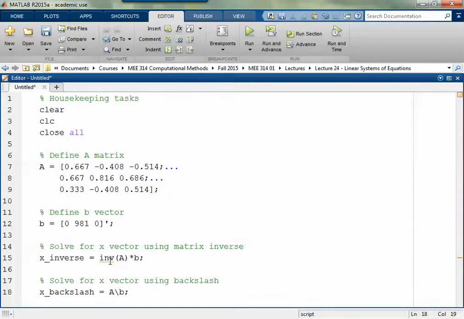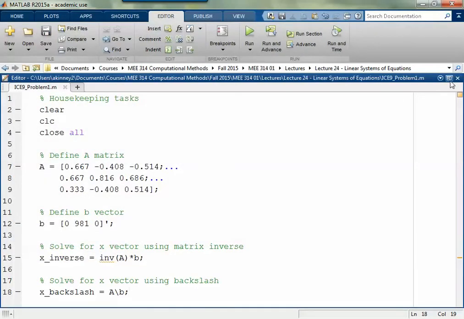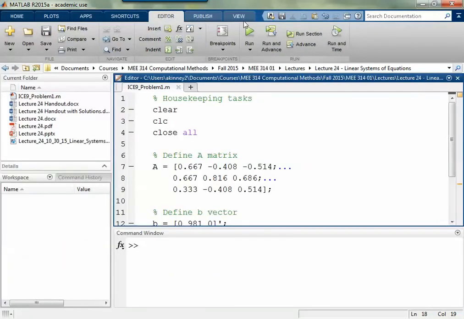So now we're done. This is really all we need to do in this code to solve a linear system of equations. Not too much code. Really, it's just focused on getting the A matrix and the B vector in there correctly. You could do some display functions to display the results, but we won't worry about that right now. So let's save this. I'm just going to call it in class exercise 9, problem 1. And then let's run it and see what happens.